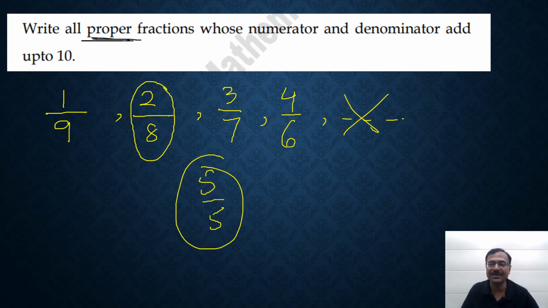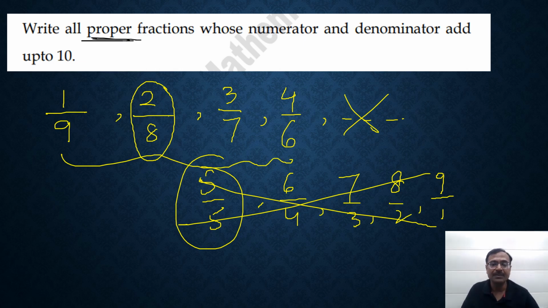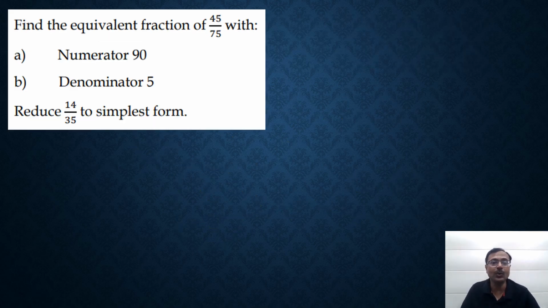It's not a proper fraction. 6 upon 4 is not a proper fraction. 7 upon 3, 8 upon 2, 9 upon 1, all these are not proper fractions. So these are improper fractions, and therefore the answer will be the 4 fractions which I have written there. That was the first question. Look at the second one. Equivalent fractions. Very important concept.